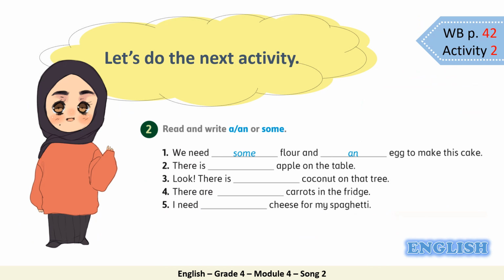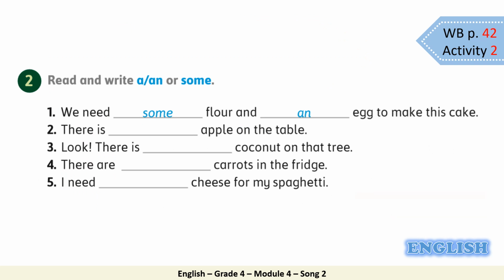Please refer to Workbook page 42, Activity 2. Let's do this activity together. Read and write a, an, or some. Number 1, and the answer is given to you. Let's read. We need some flour and an egg to make this cake.